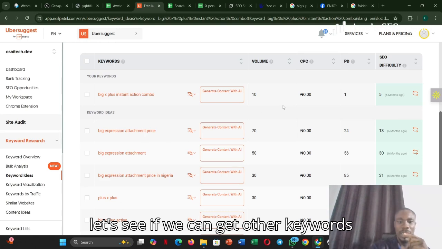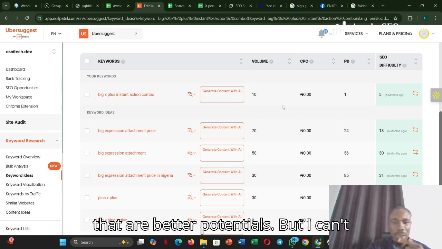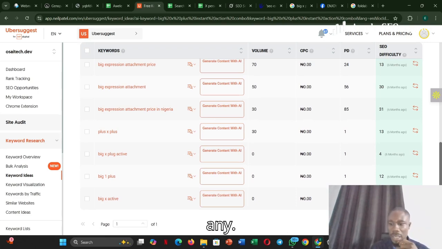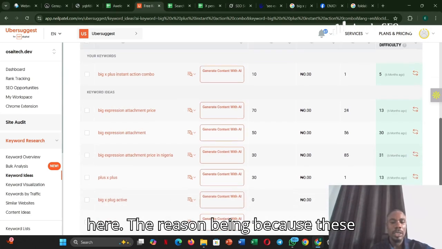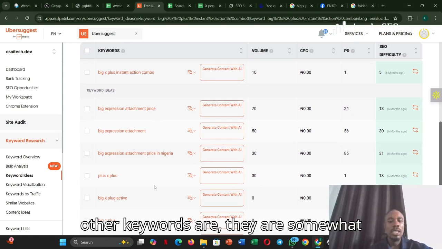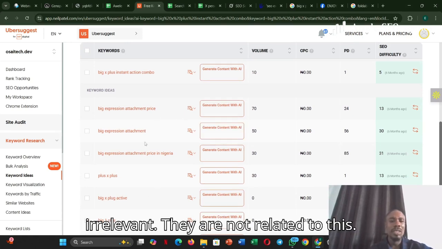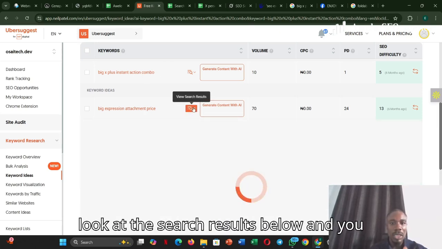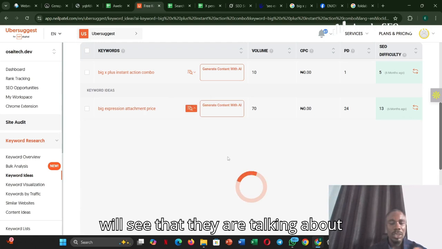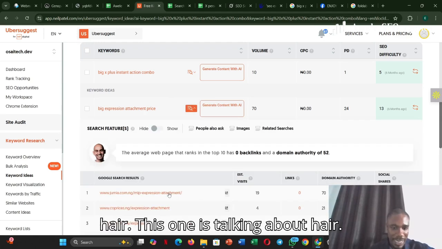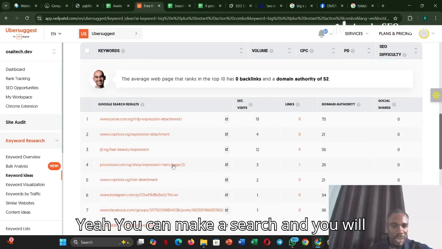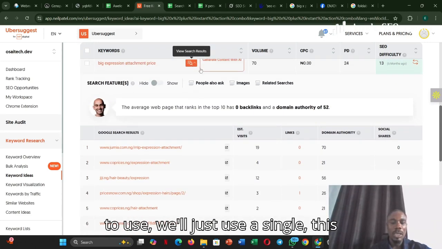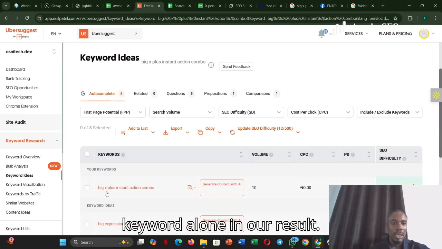Now let's see if we can get other keywords that are better potentials. But I can't get any. Now I won't be using any other keyword here, because these other keywords are somewhat irrelevant. They are not related to this keyword. If you look at the search results below, you see that they are talking about hair. You can make a search and you see that they are all about hair. So we are not going to use them. We'll just use this keyword alone in our result.